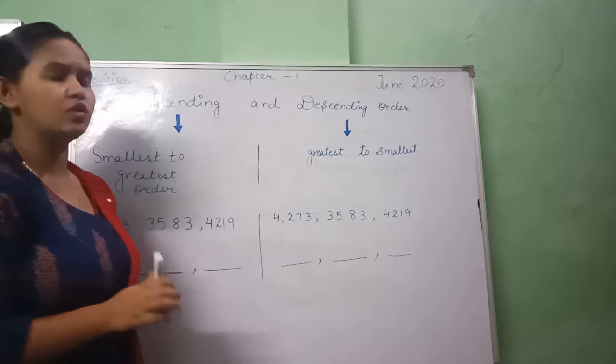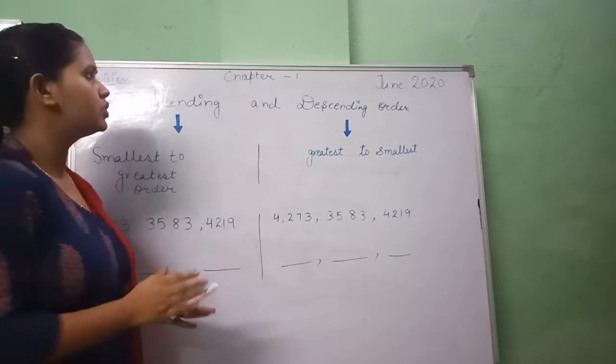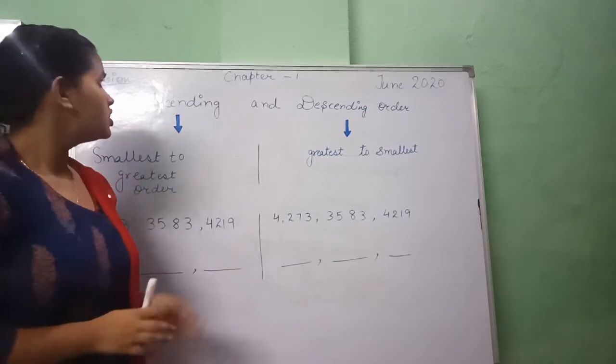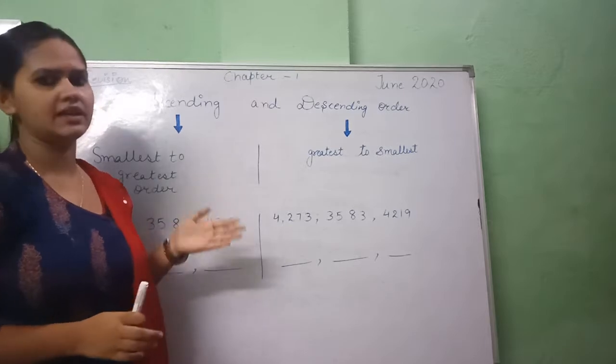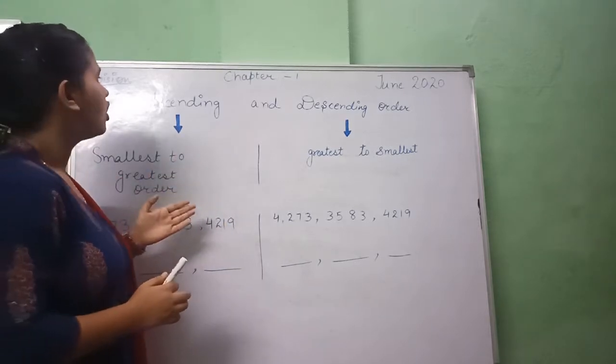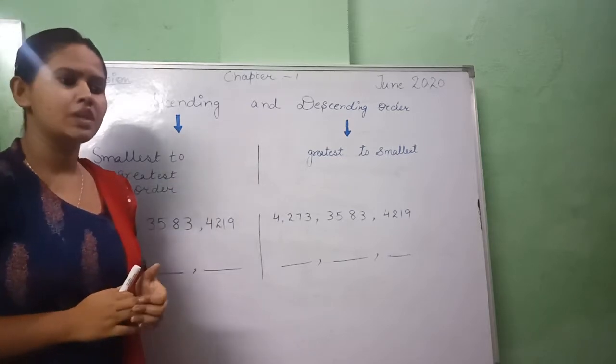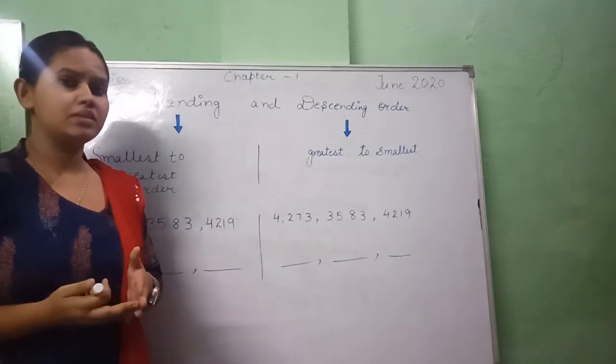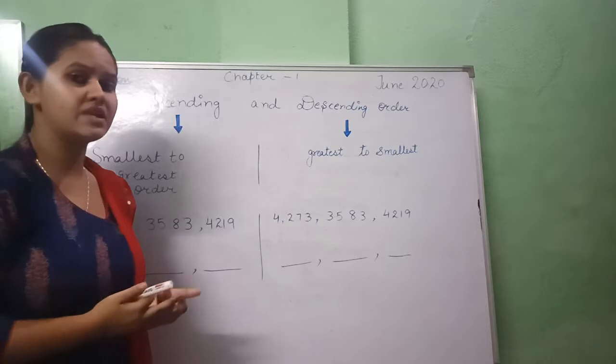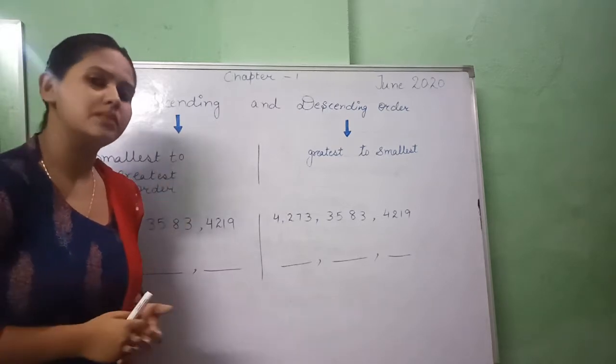So today we are going to start our third video of revision. Okay. So as usual we have started our first chapter of revision. Today's topic is ascending and descending order. If you remember, the previous video was based on comparing numbers, right?